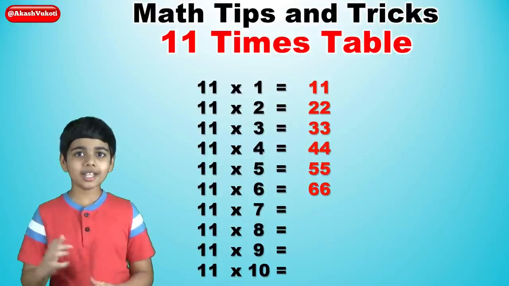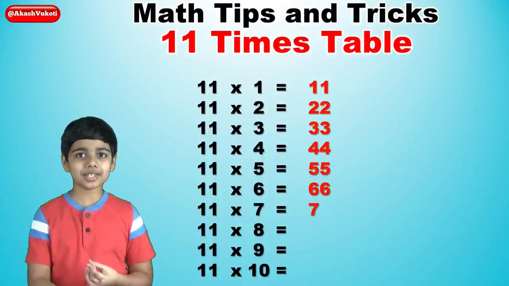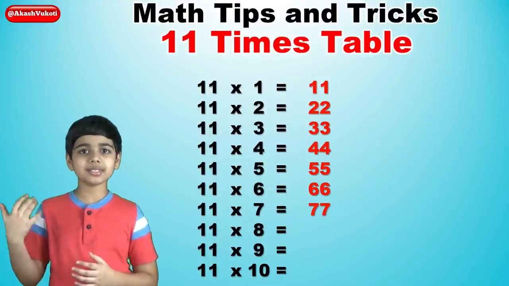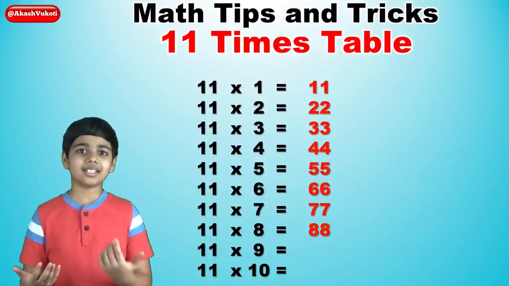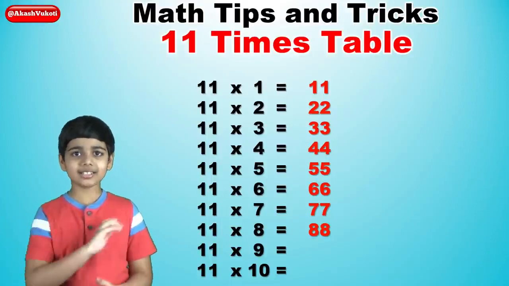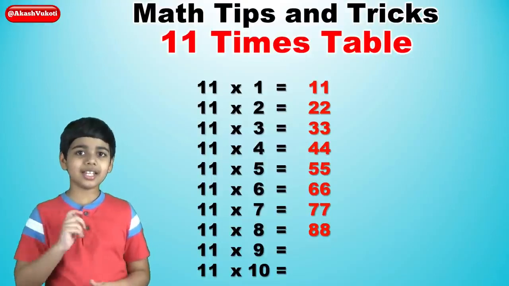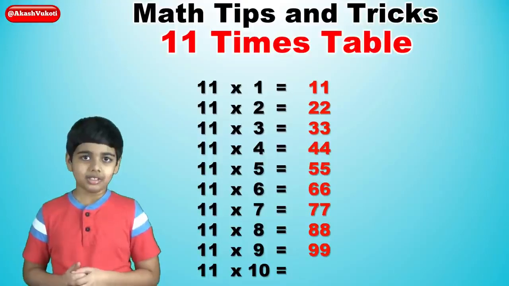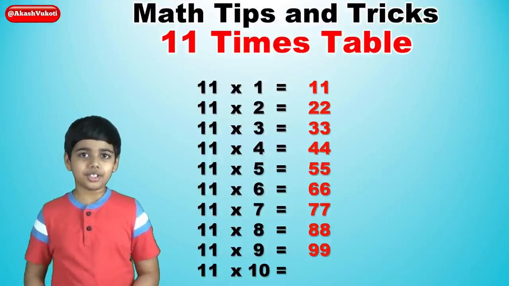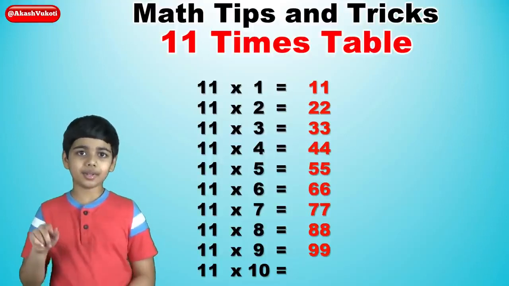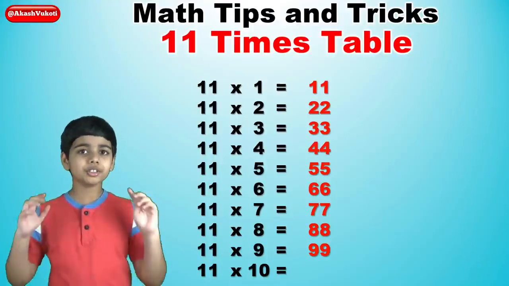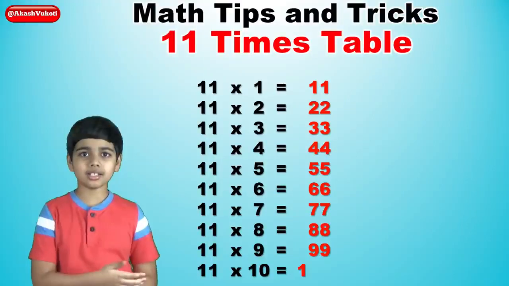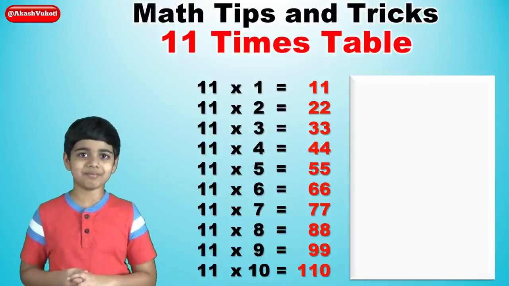66. 11 times 7 is 77. 11 times 8 is 88. 11 times 9 is 99. For 10, it's a little different. We just take 11 and then put a 0 at the end because you're multiplying by 10. So 11 times 10 is 110.